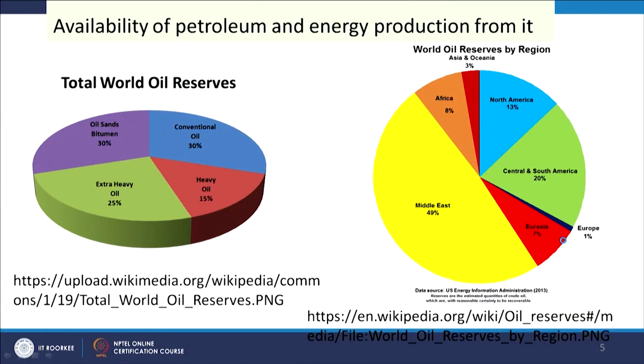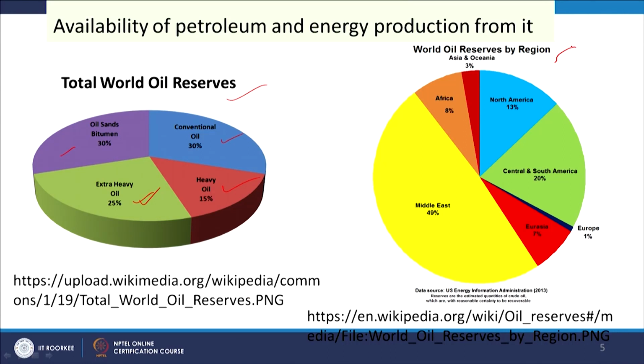Now, what is the availability of petroleum and energy production from it? If we see the total world oil reserves, then we get conventional oil 30%, heavy oil 15%, extra heavy 25% and oil sand 30%. So, these are the different types of petroleum resources, and worldwide reserve region wise, you see the Middle East has around 49%, then North America 13% and Central and South America 20%, then Africa is only 8% and Eurasia is 7%, but Asia has very little reserve. We also have some reserve, but very limited.